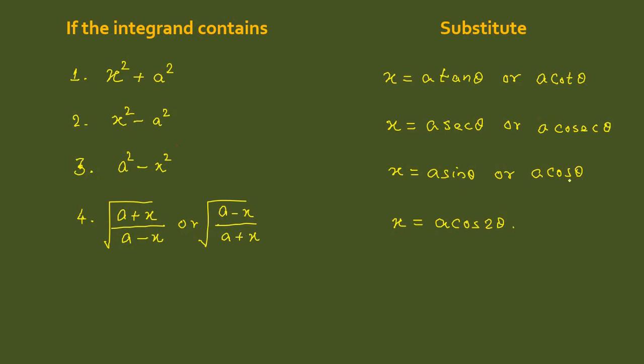or a cosine theta. And if we have the integrand in the form square root of (a plus x) divided by (a minus x), or square root of (a minus x) divided by (a plus x), we can substitute x equals a cosine 2 theta. So this is the main idea or main result we have to apply in such kind of inverse substitution. Let us see some examples.